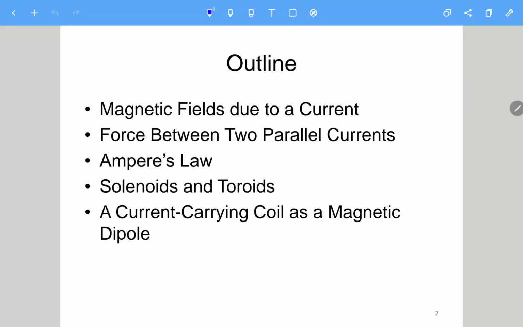Okay, so this is the outline of chapter 29. First of all, we will introduce the magnetic field due to a current, which is the easiest case. And then we will talk about the force between two parallel currents.